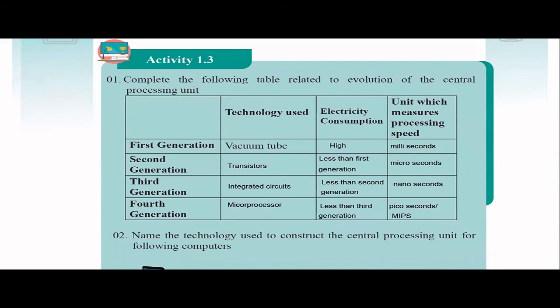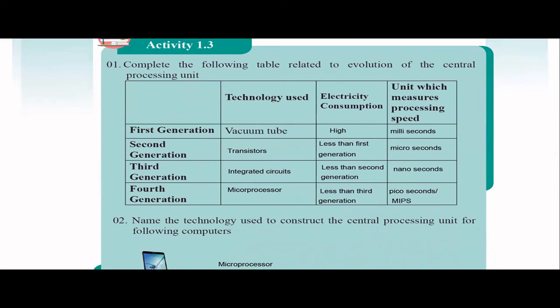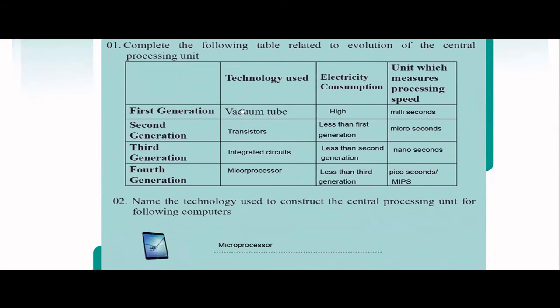Then in 1.3, you have to complete this table. It's basically about the generations of CPU and the technology used. In the first generation, it used vacuum tubes, and electricity consumption is very high. The unit used to measure the speed is milliseconds. These were huge and very big computers. In the second generation, transistors were used as the technology. The power consumption is less than the first generation, and the measuring unit for the processing speed is microseconds.